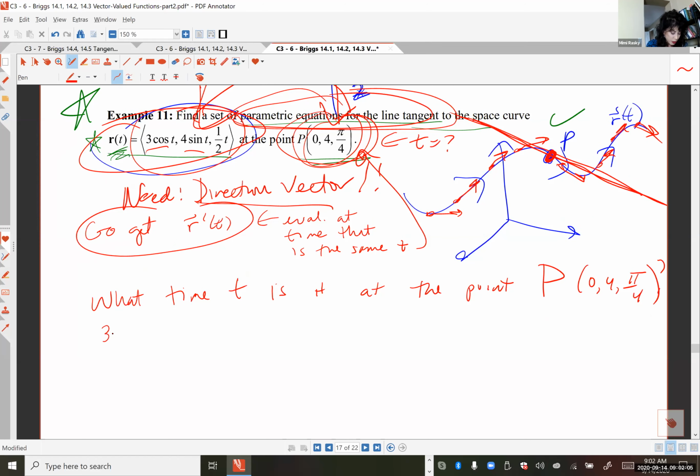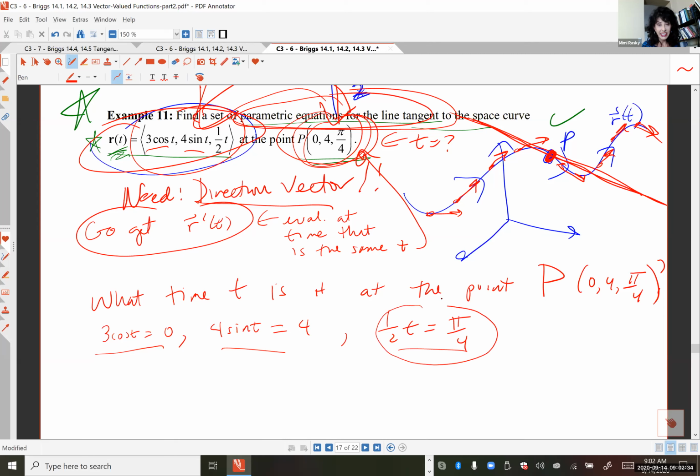So what you need is 3 cos t has to be equal to 0, at the same time that 4 sine t is equal to 4, at the same time that 1/2 t is equal to pi fourths. That better be the same time t for all of those. You can even do this by inspection. What time t makes all of these equations true? One way is to pick whichever looks easiest to solve for t, and then double check that it makes the other two equations happy.